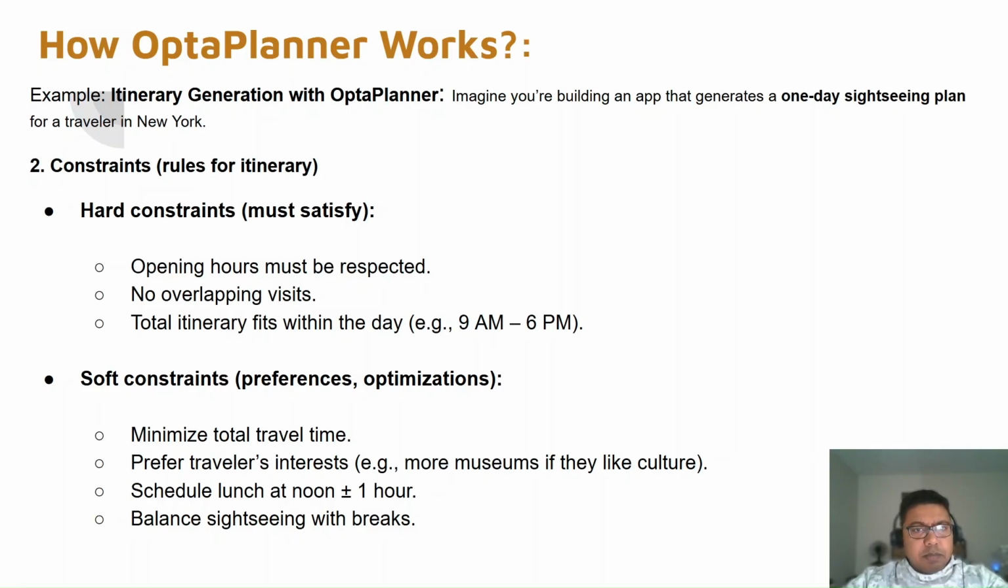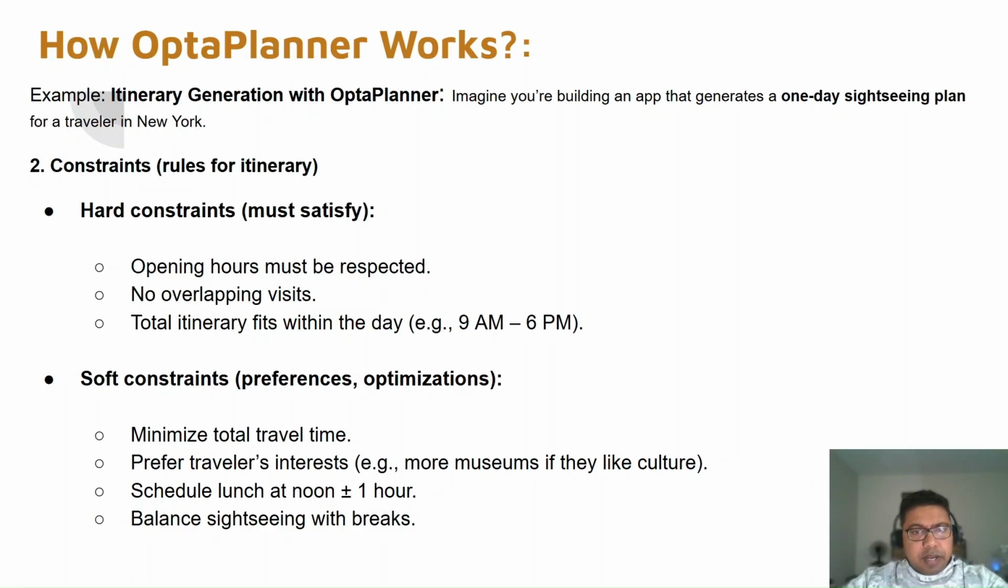Now, some examples of soft constraints, right? Like minimize the total travel time. We do not need the exact minimized time, but we'll try to come up with a plan where we can minimize the total travel time. Prefer the traveler's interests, so we'll try to keep that in mind, that okay, the person wants to visit a museum, like he likes cultural places, so we will visit the museum first, or prioritize that. Schedule lunch for an hour at noon, so that is kind of a soft constraint which we try to maintain.